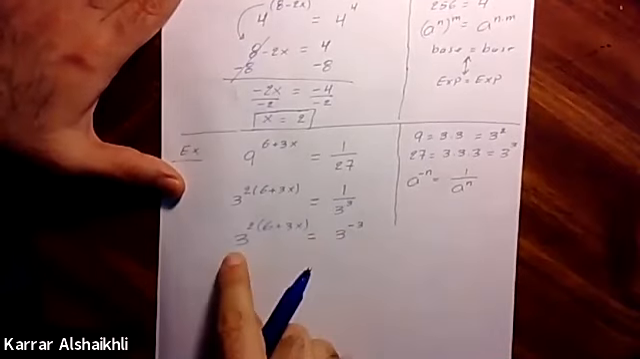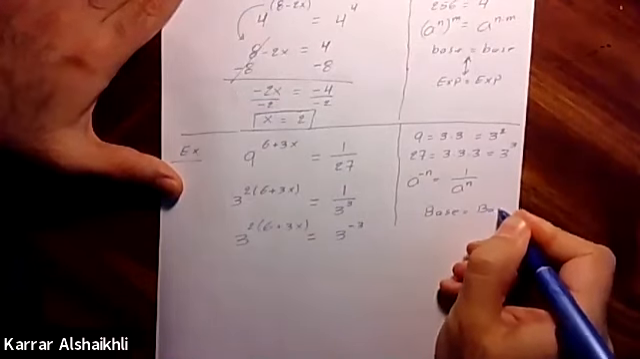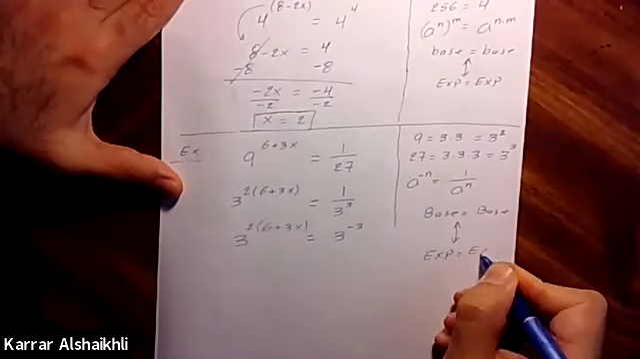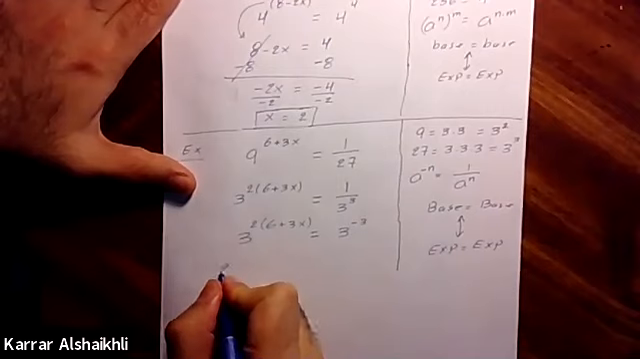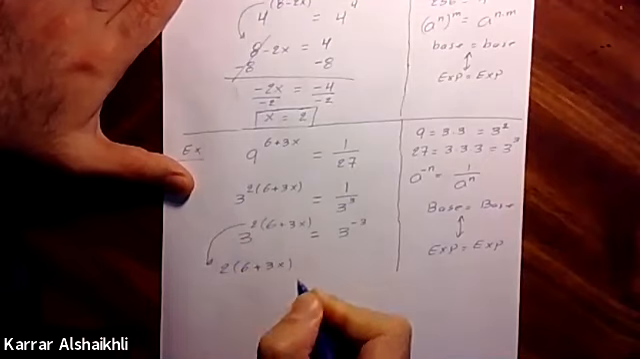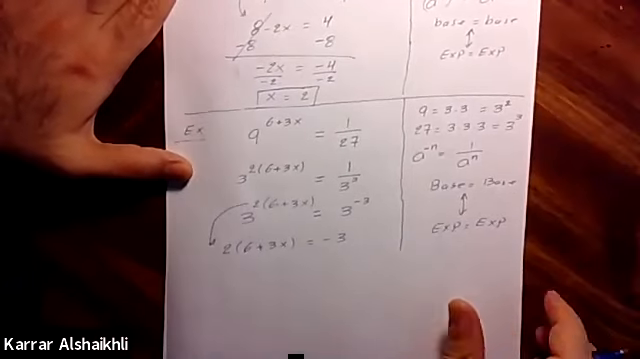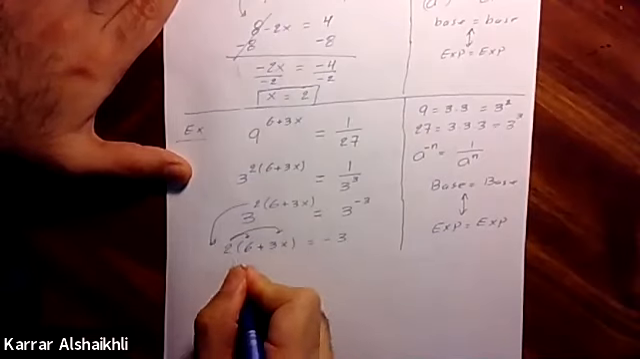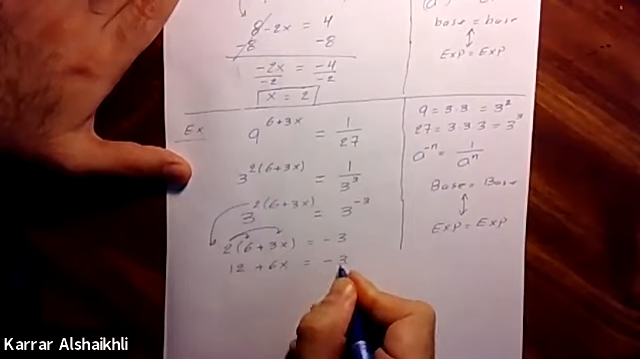Now you check, we have equal bases. When you have equal bases, that means you have equal exponents. So I'm just going to write down the exponents, which is 2 times 6 plus 3x equals negative 3. This is a linear equation. How are we going to solve it? We're going to distribute here. 2 times 6 is 12, plus 2 times 3 is 6x, equals negative 3.